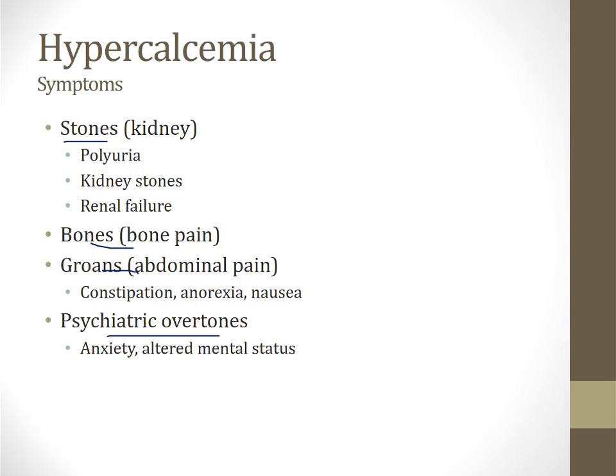The stones were the effects on the kidneys like polyuria and kidney stones and renal failure, as I explained on the last slide. The bones were bone pain. This results from increased absorption of calcium from bones. The groans were abdominal pain. That's because hypercalcemia can cause constipation, anorexia, and nausea. And the psychiatric overtones were anxiety and altered mental status.